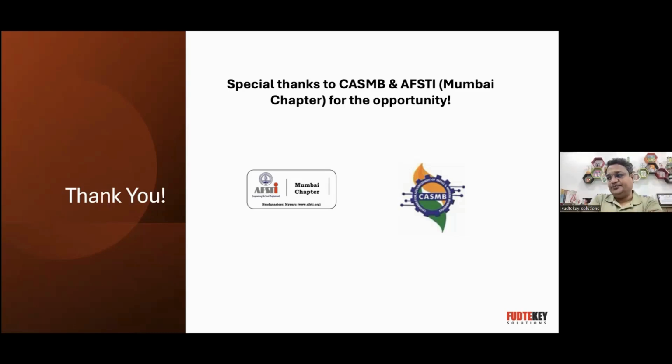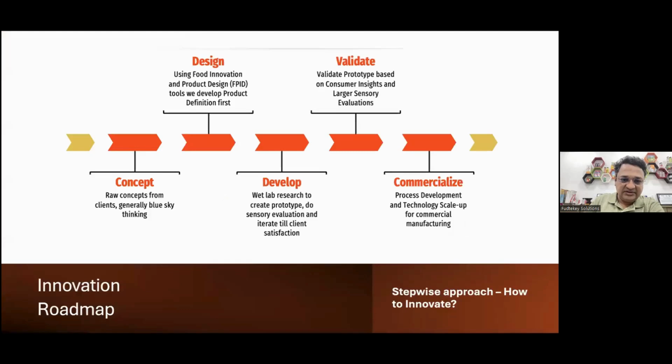So the answer to this is here: how you innovate. When you are designing a concept or a product for a consumer, the first thing you have to do is certain homework to identify whether there is a need for this kind of product or not. And how this is done is via a very proven method or tool called food innovation and product design, FIPD, as we call it in the industry. This is nothing but creating a product blueprint which takes into consideration the requirement in the market.